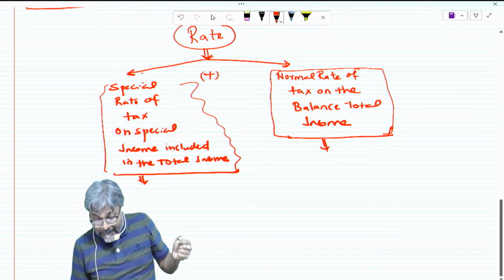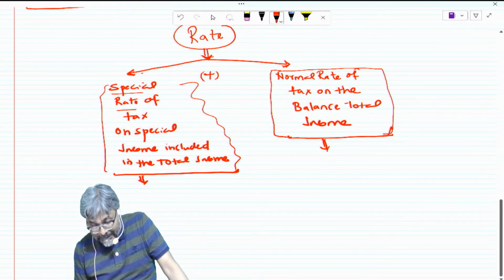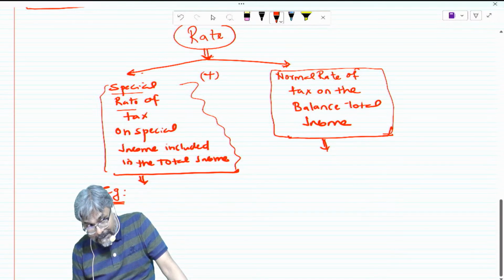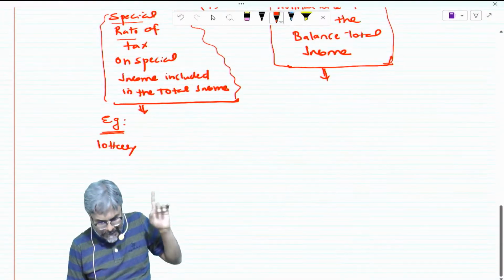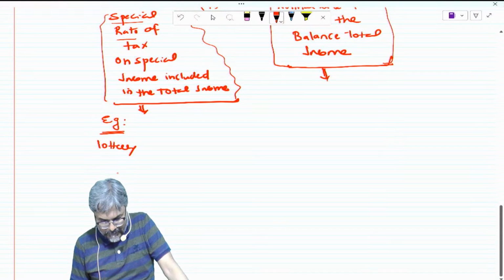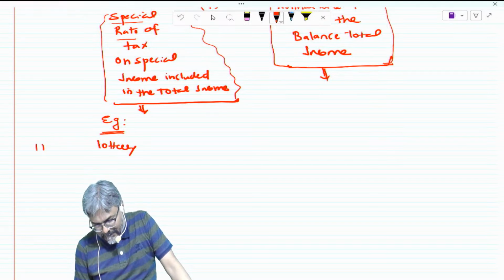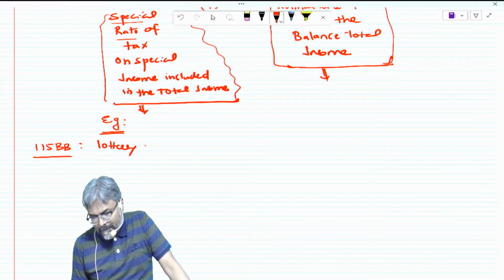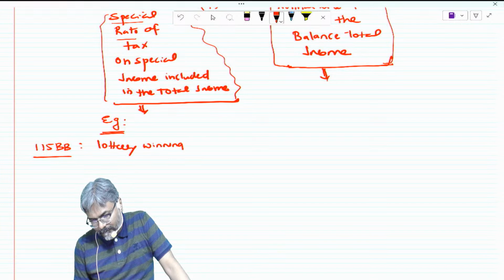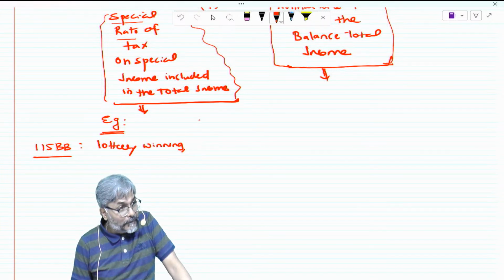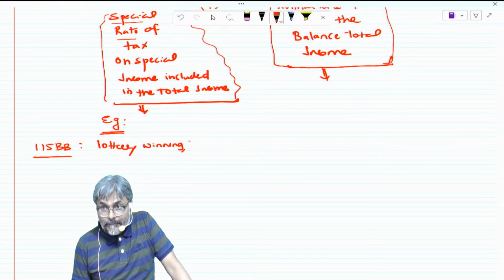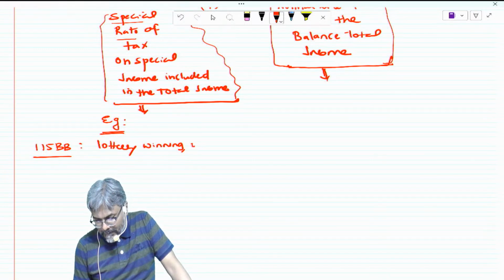Similarly, what have they done through the special rate? I'm giving you an example. The example is, say, lottery winnings. I'll also give you the section number, students. Why the section number? At least for the time being, you write the section number. Later on, we will see. Okay. Lottery winnings. Then winnings from horse races.